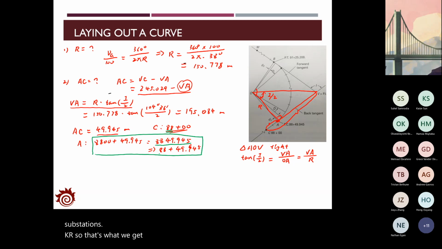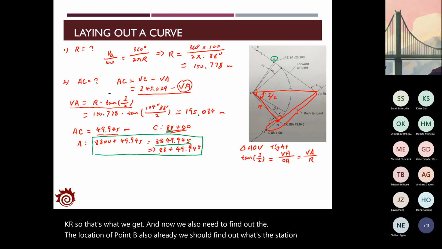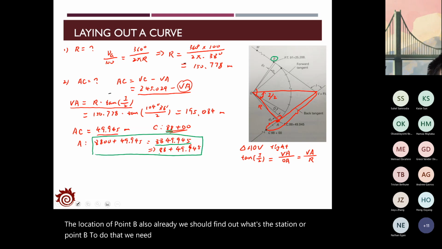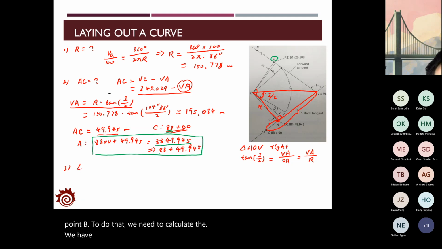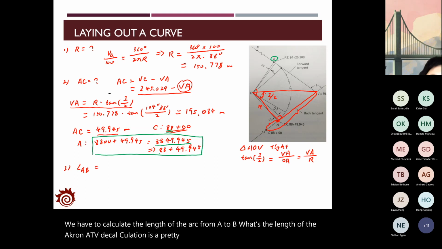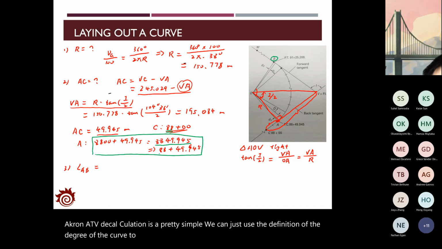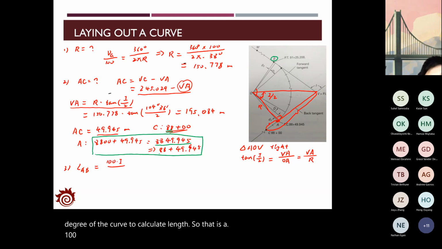And now we also need to find out the location of point B. We should find out the station of point B. To do that, we have to calculate the length of the arc from A to B. What's the length of the arc from A to B? The calculation is pretty simple. We can just use the definition of the degree of the curve to calculate the length. So that is 100 times I divided by Da.